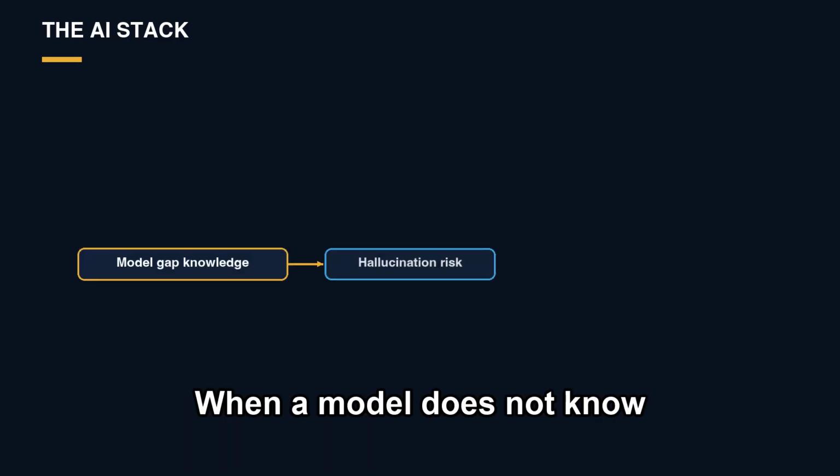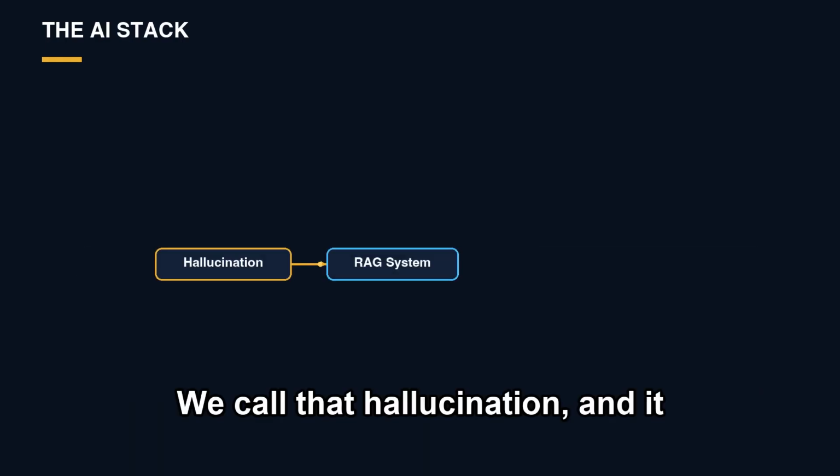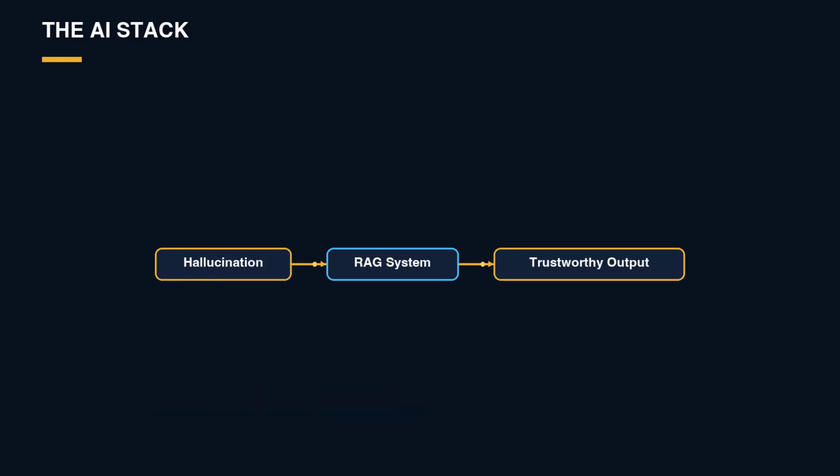And here's the dangerous part. When a model does not know something, it usually does not stay quiet. It fills the gap with a confident, fluent, completely made-up answer. We call that hallucination, and it is the thing standing between a clever demo and something you can actually trust. RAG is the most important fix we have.